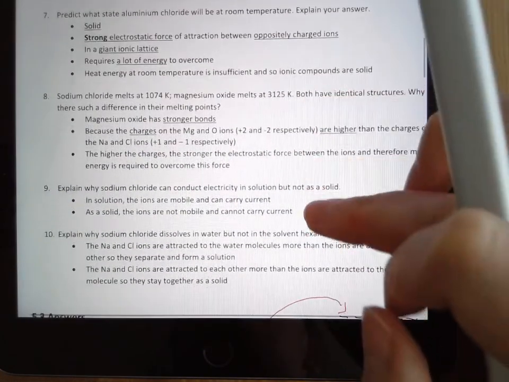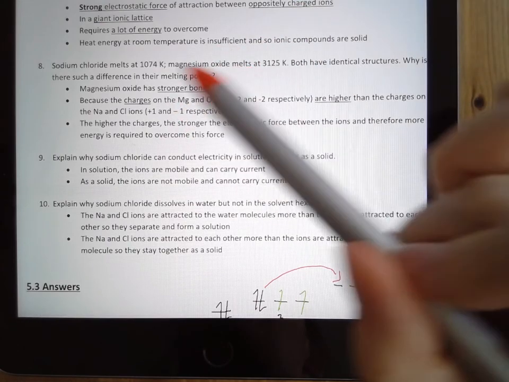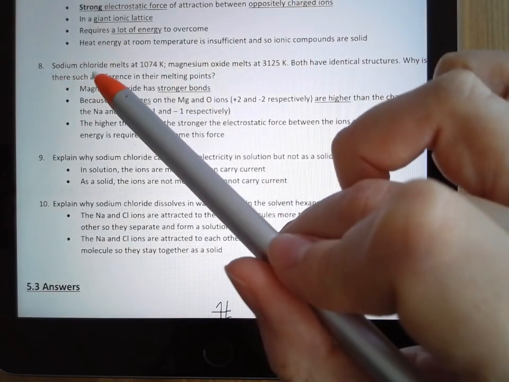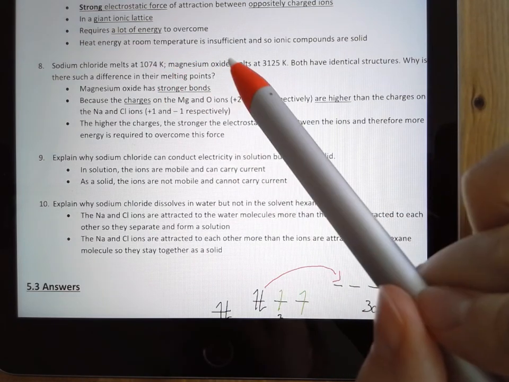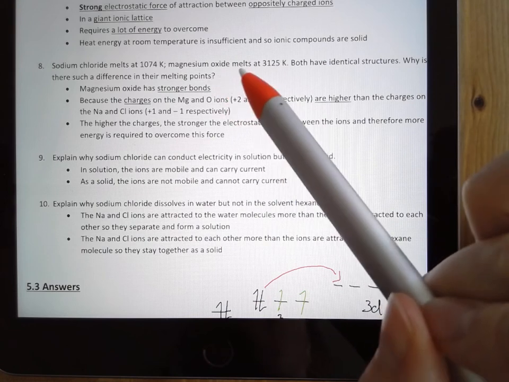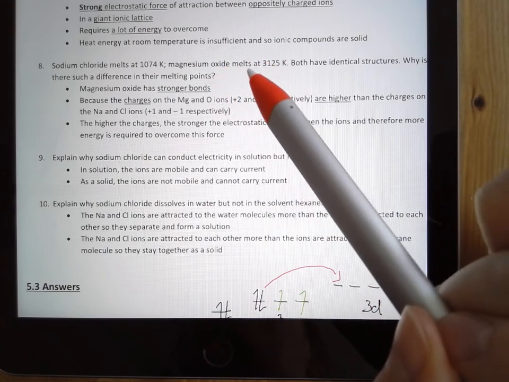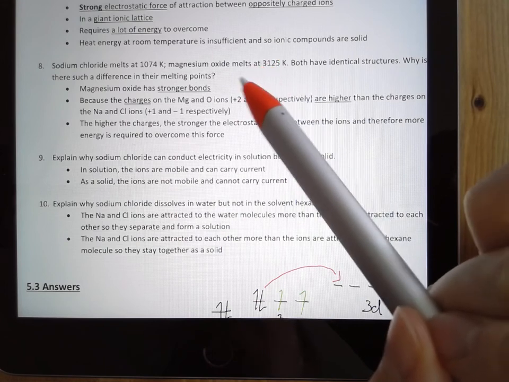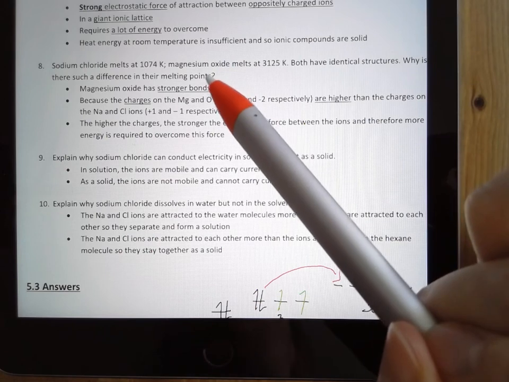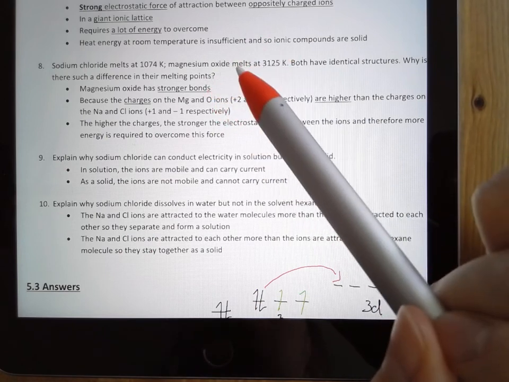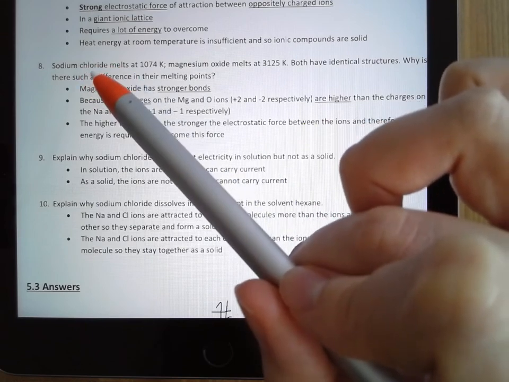The next one, you've got sodium chloride and magnesium oxide, and you've got 2 different melting points. They're both ionic compounds: you've got a metal and a non-metal, magnesium a metal and oxygen a non-metal. But there's a big difference in their melting points. The first point I'm going to make is that magnesium oxide has a higher melting point. That straight away tells me that magnesium oxide must have stronger bonds. But I now need to explain why the attraction between the ions in magnesium oxide is stronger than the attraction between the ions in sodium chloride.